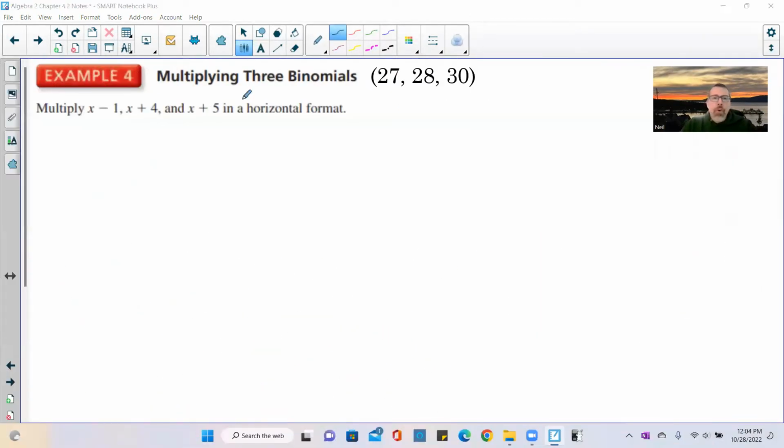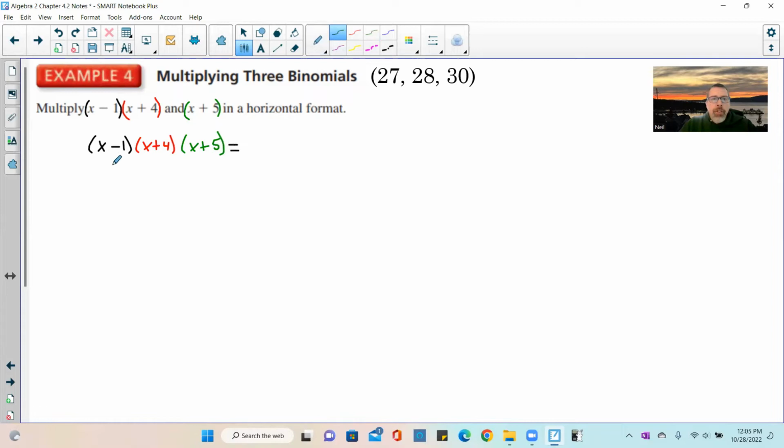Okay, here's example 4, multiplying 3 binomials. So I'm going to color code these. X minus 1, X plus 4, and X plus 5. So we're going to multiply these in the horizontal format. So we're just going to rewrite this first. X minus 1 times X plus 4 times X plus 5.